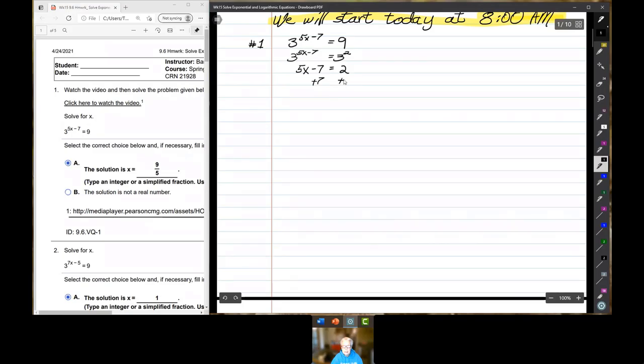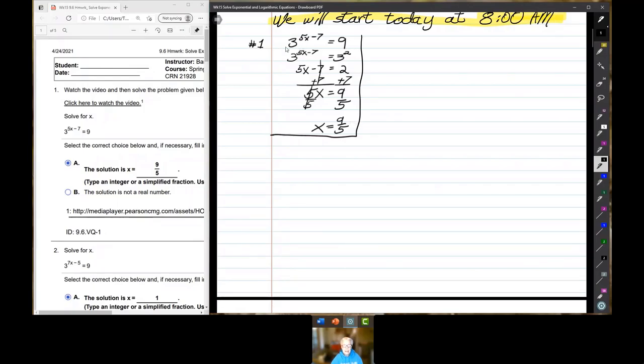Plus 7 plus 7. So 5x equals 9. And x is going to equal, if we divide both sides by 5, x equals 9/5. That is the easy way to do it. In my opinion, easy way. You understand, rarely are you lucky enough to have a relationship like that going on.